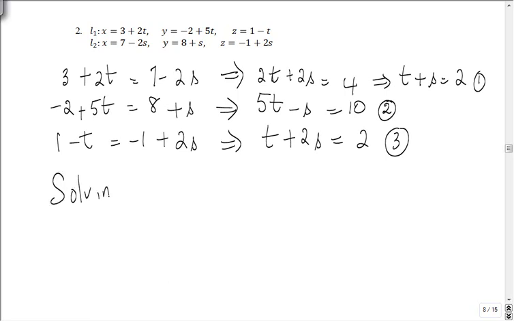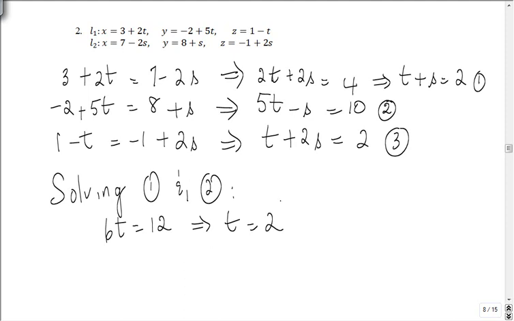Solving 1 and 2. So we add, and we get 6t equals 12. So t equals 2. And then take this 2 and find what s is in either 1 or 2. So t equals 2, plus s equals 2. So s is 0. So these are the values that we get when we solve 1 and 2.